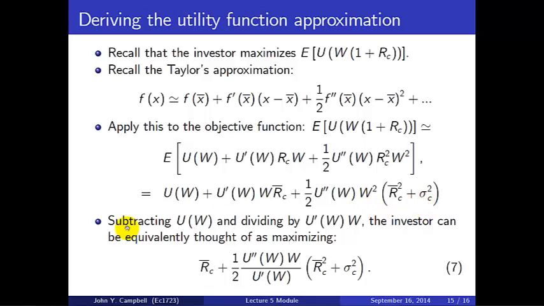So if we take this objective function, subtract U of W, which just doesn't affect the answer, and divide by marginal utility times wealth, again, that's just rescaling the problem, then we can equivalently think of the investor as maximizing R bar C plus 1/2 second derivative divided by first derivative times wealth times R bar C squared plus sigma squared C.